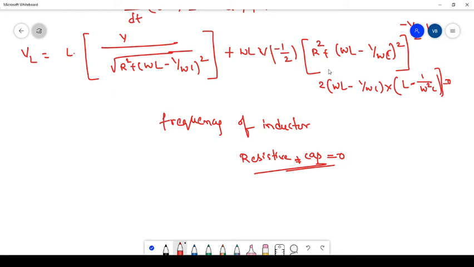Here you observe, this is the second term. By taking this term, we are going to equate the resistive as well as the capacitive term to 0. So here you can simplify this: R square plus omega L. First you simplify this one, that is (a minus b) whole square, which is nothing but omega square L square plus 1 by omega square C square.